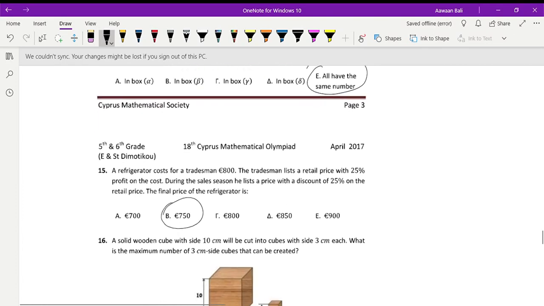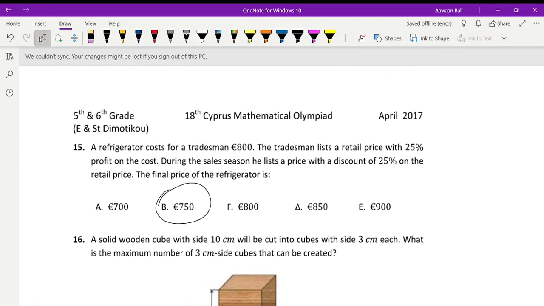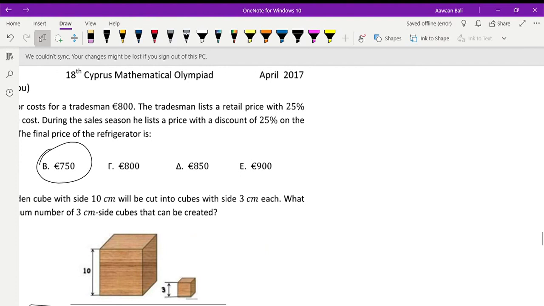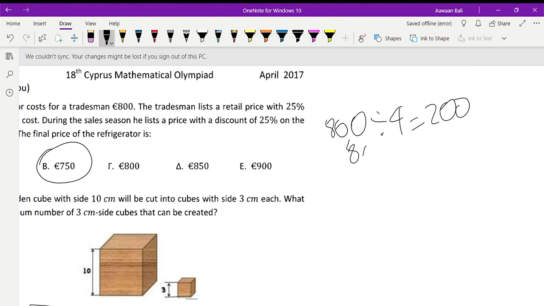Now, question number 15. A refrigerator costs a tradesman €800. The tradesman lists a retail price with 25% profit on the cost. During the sales season, he lists a price with a discount of 25% on the retail price. The final price of the refrigerator is what? So basically, a retail price profit is like you're increasing the price by 25%. That's what it's saying. Since 25% is a quarter, we do 800 divided by 4, which is 200, and then 800 plus 200 is 1,000.